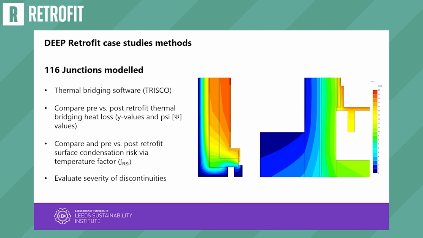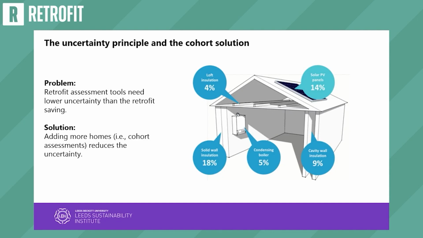So we were able to model every single junction in a building, which could be tens of different junctions in buildings. So that's how many we did. And again, we can compare the value that we're modeling against the value that is assumed to be lost. Okay, so we did all of that effort.